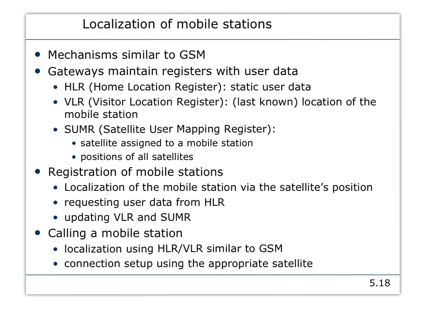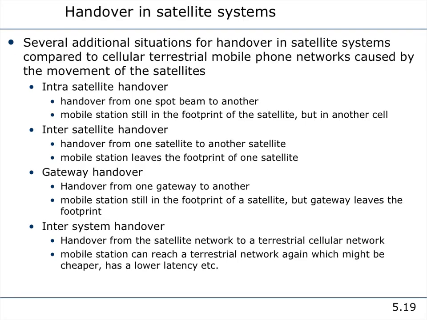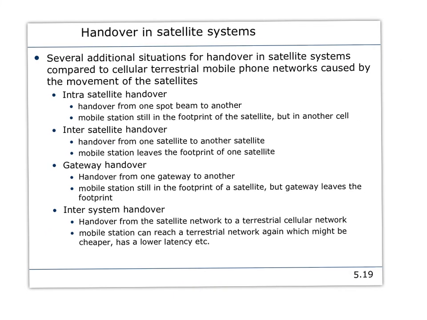And that requires the consultation of the SUMR, or getting the association of the user from the SUMR. So in addition to HLR or VLR, we now have the SUMR for satellite. So this is what we need to talk about for localization. And here we have other types of handover.